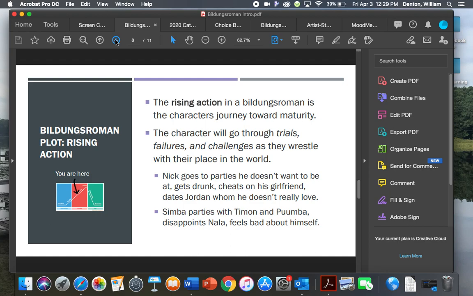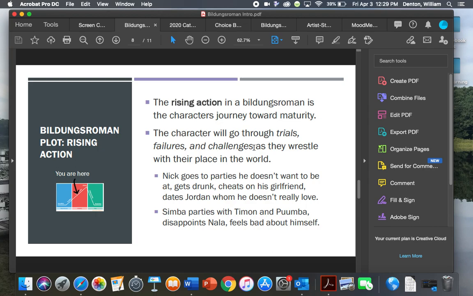In the rising action, this is obviously the main part of the book. The strongest and the longest part of the book is going to be the rising action. Now, during this, we're going to see the character journey toward maturity. You're going to see the main character try to figure out what is going on and how to navigate this world. One of the keys here is the main character will go through trials, failures, and challenges. I'll repeat that. In a Bildungsroman, the character has to go through trials, failures, and challenges as they wrestle with their place in the world.